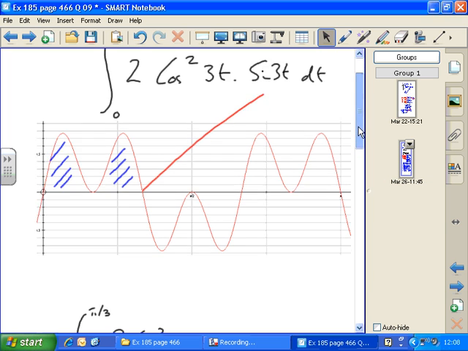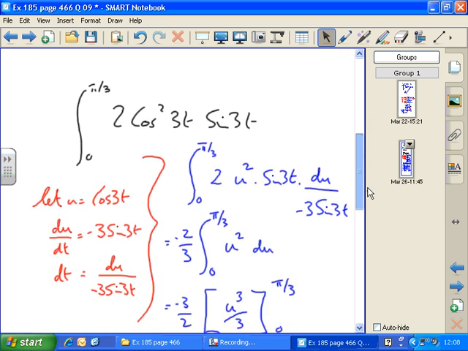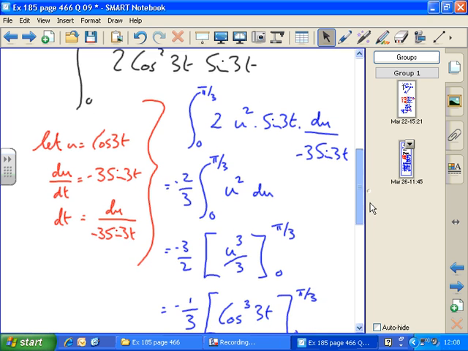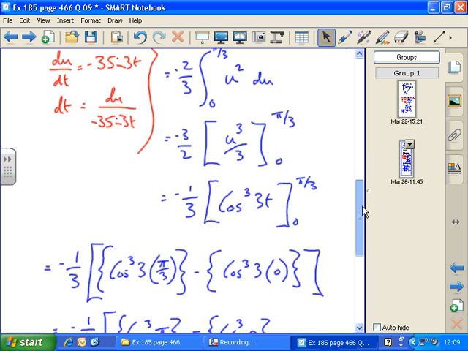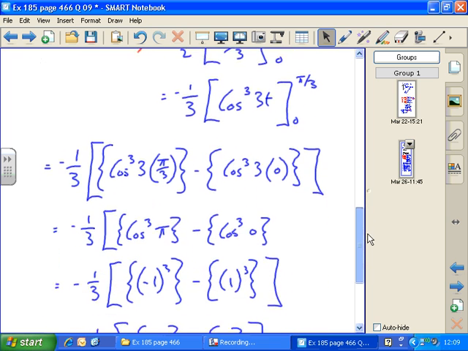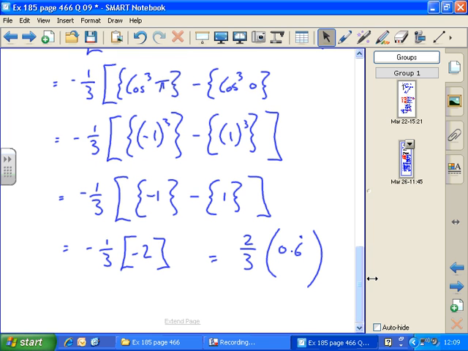So if you've had a go at this one, what I would do is let u equal cos 3t, and then put in du by dt equals minus 3 sine 3t, and then carrying on, you can see the solution below here. And you end up with a value of 0.6 recurring, or 2/3. You could, if you wanted to, have a go at working out this extension question and the previous question using the idea of changing the limits in terms of u, and see if you get the same answer.